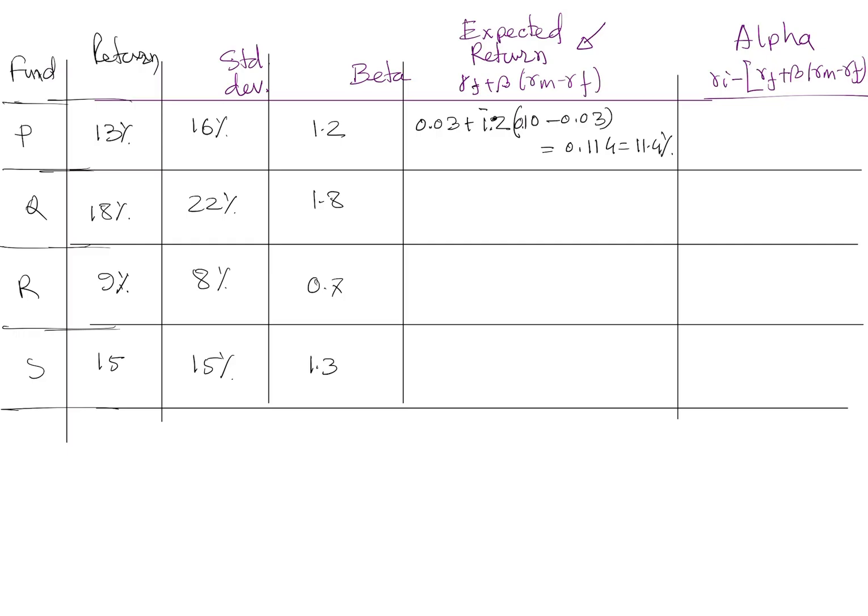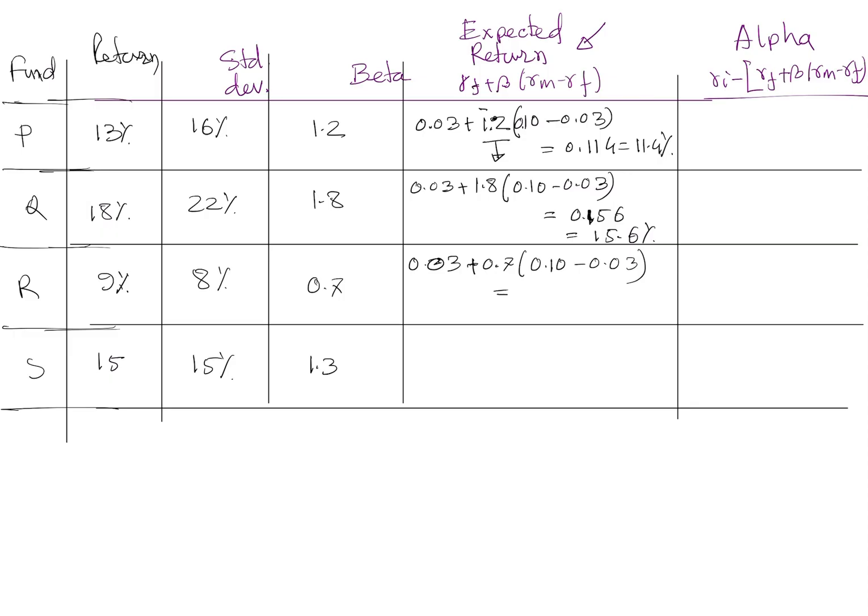The only value that will change in here is the beta. So 0.03 plus the beta 1.8. Because it has a higher beta, higher risk, our expected return is going to be higher, which is 0.156 or 15.6%. And for R, 0.03, the beta is lower, so because we are taking less systematic risk, our expected return is going to be lower as well.